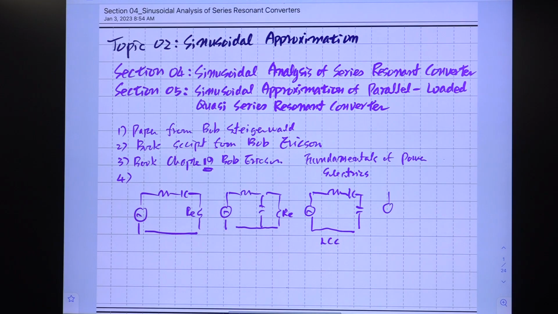The last one is the one we just talked about. This is LCC, okay, no, LLC. It's confusing, LCC, LLC. All right, this is a series resonant tank. This is parallel loaded. Maybe series resonant tank.